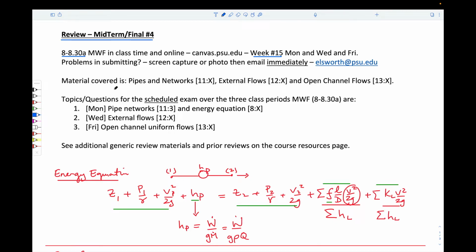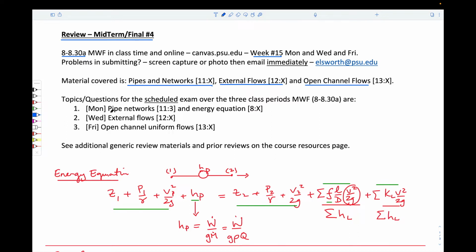So the material for this test is the last 3 weeks' work, I suppose. Pipes and pipe networks, mainly pipe networks. External flows, which was week 12, and then open channel flows, which was week 13. And join us for each of the 3 days, all of them, on Monday, Wednesday and Friday, not just for one of them.